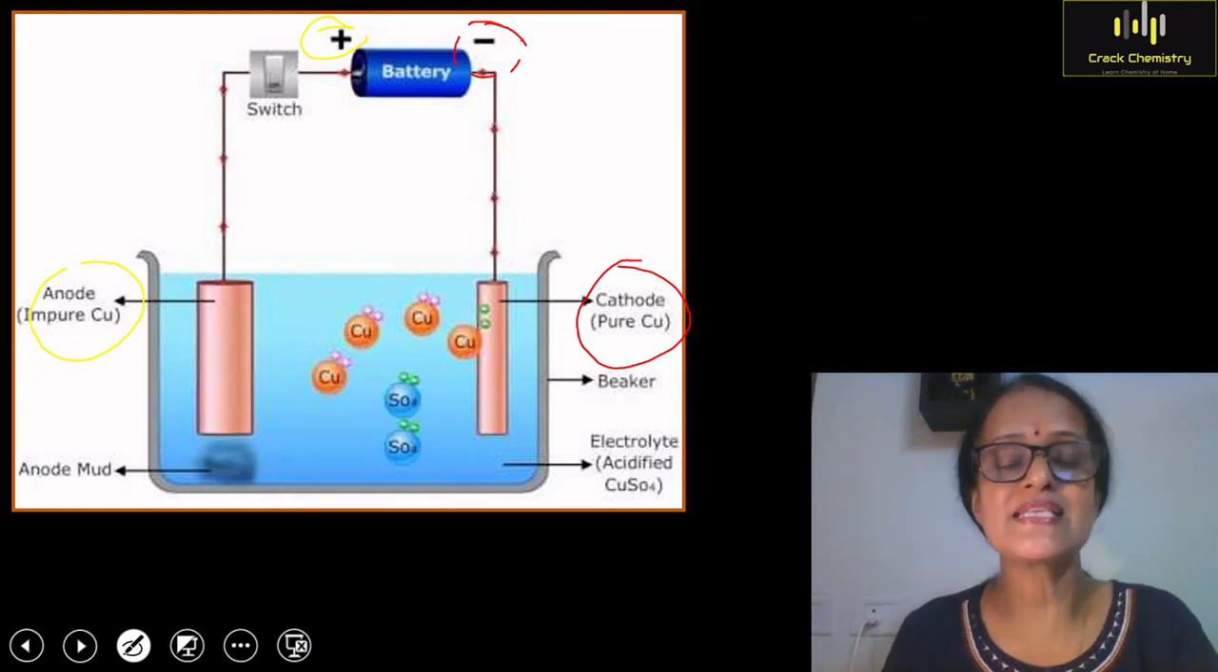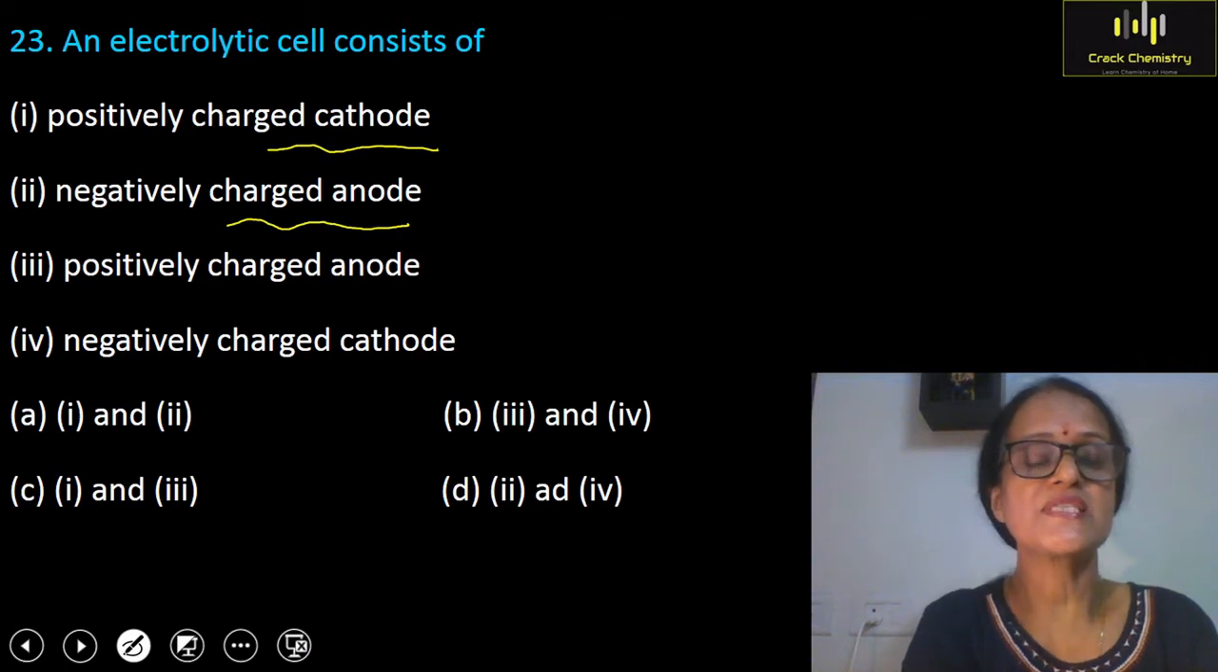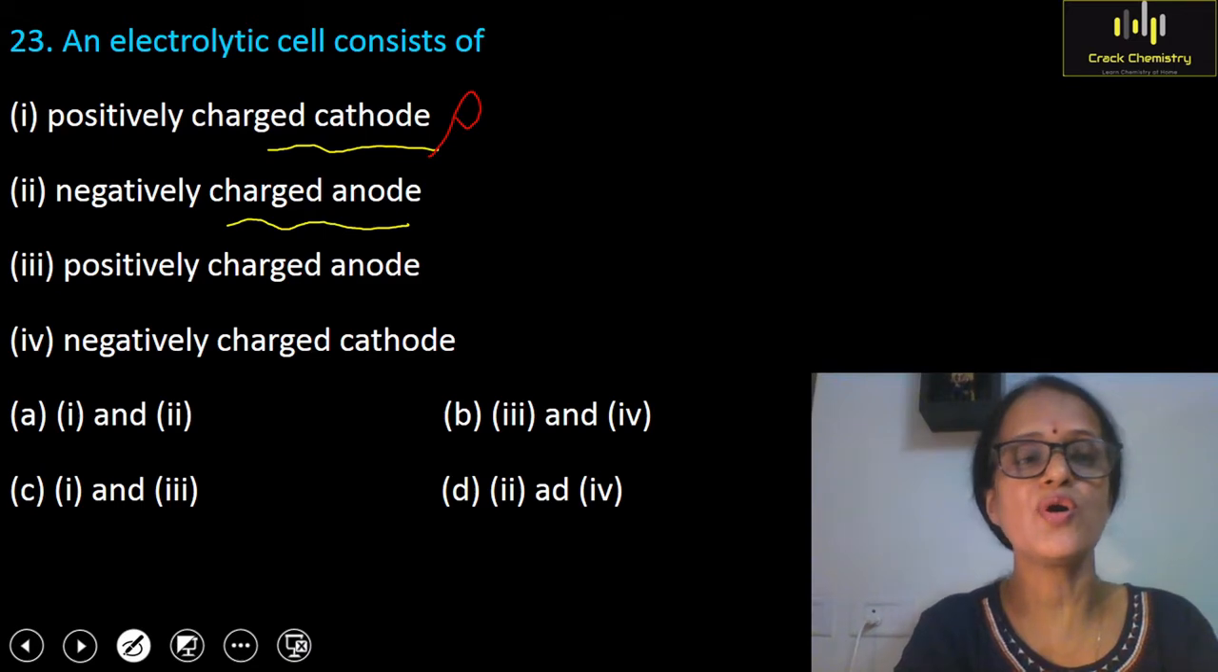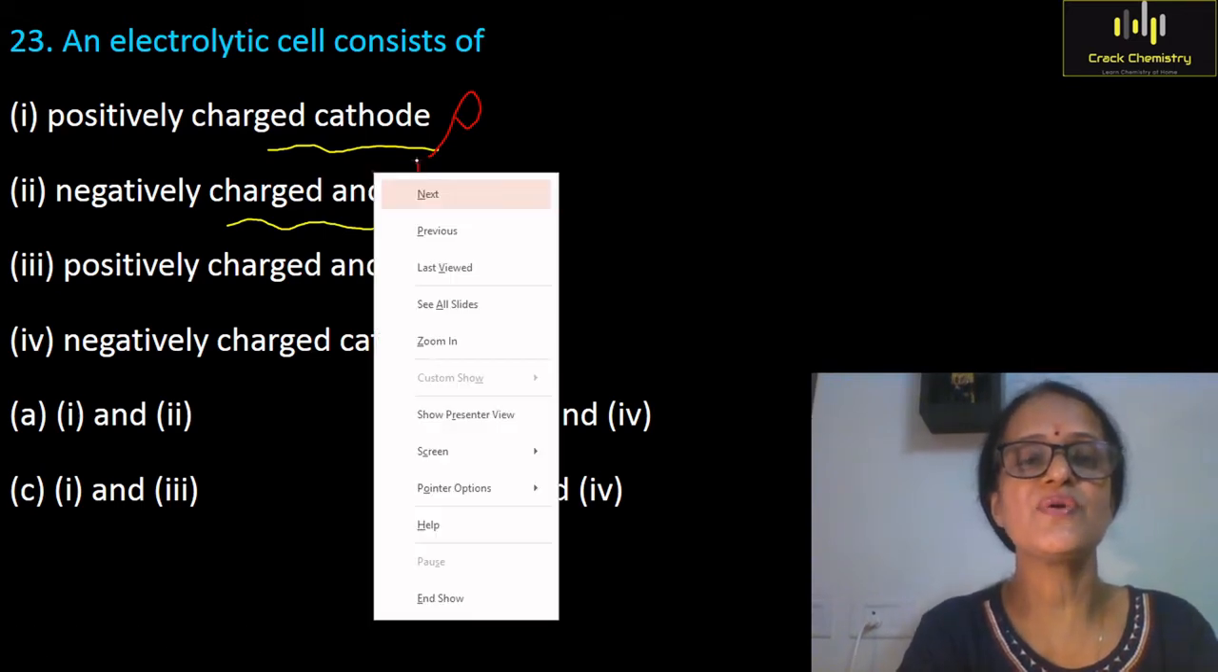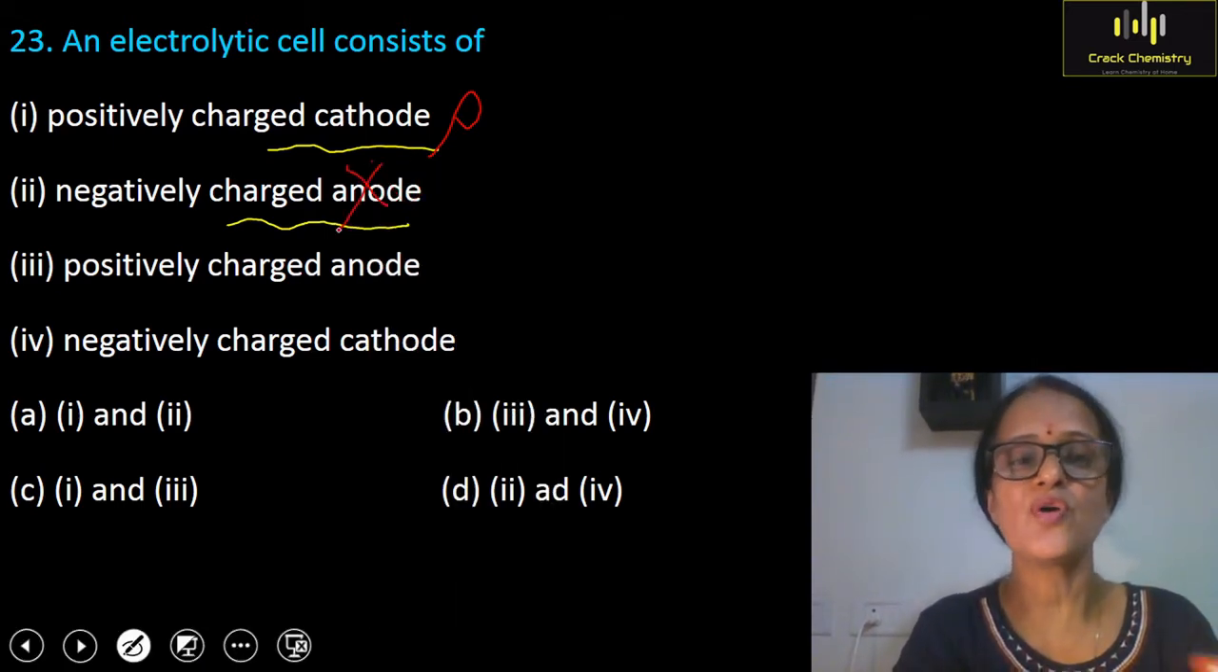So now let's see the question. Given options are: option first is positively charged cathode. It's a wrong option. Negatively charged anode. It is again a wrong option.